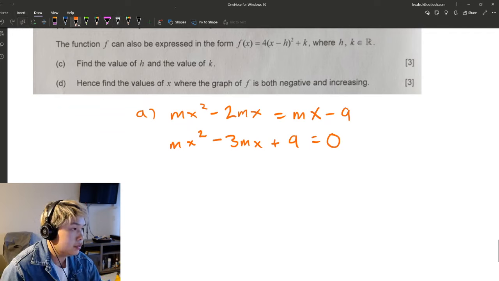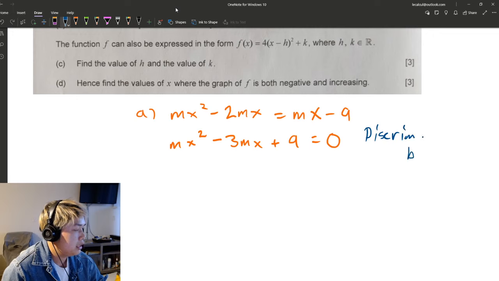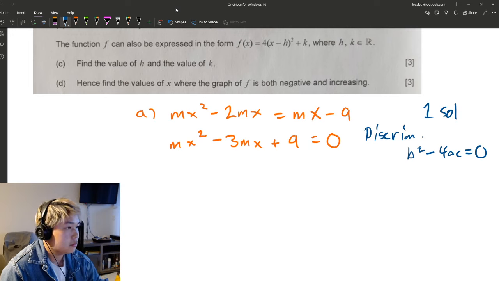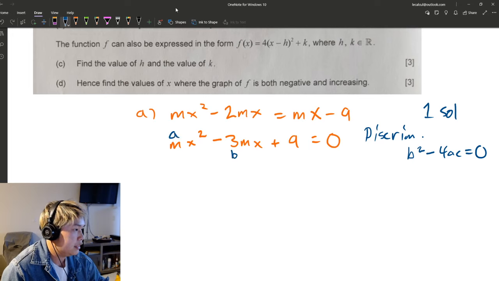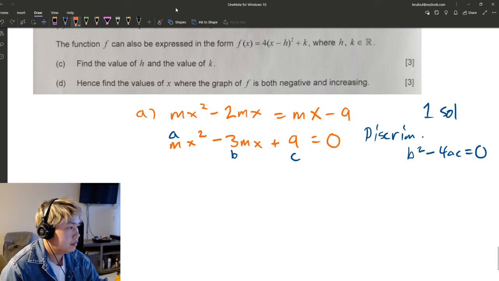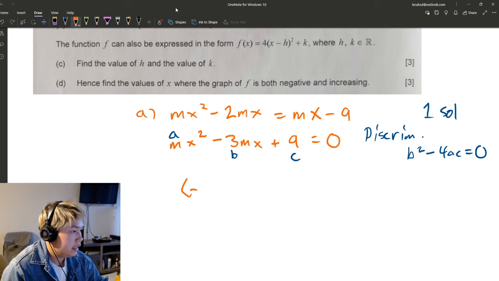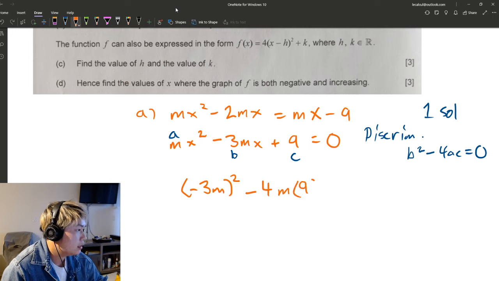So to know for sure that this only has one solution, we just use the discriminant, right? Which is b squared minus 4ac. And then if we want one solution, this needs to be equal to 0. So here's my a, b's, and c's. So a, all of this is my b, here's my c. So what do I got? I got negative 3m squared minus 4 times a times c. This needs to equal 0.